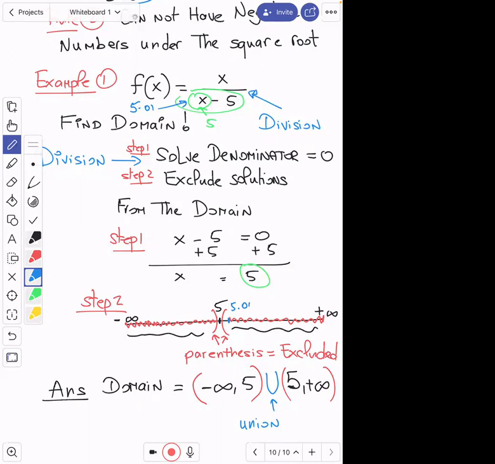So in this domain, I'm only excluding 5, right? So you can have x equal to 5.01 or 5.001, or 5.00301, etc. My input x can be any real number except the 5. There's only a problem with the 5. So the domain is not whatever number makes the denominator equal to 0; the domain is whatever number makes the denominator not 0. So my domain is any number except the 5.